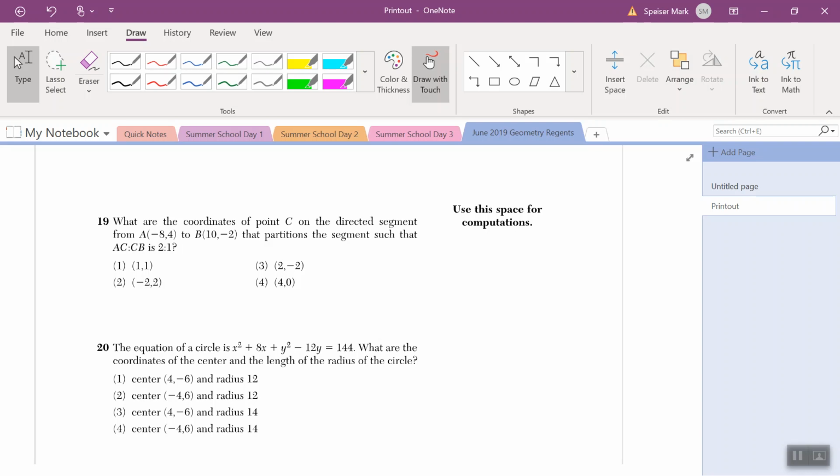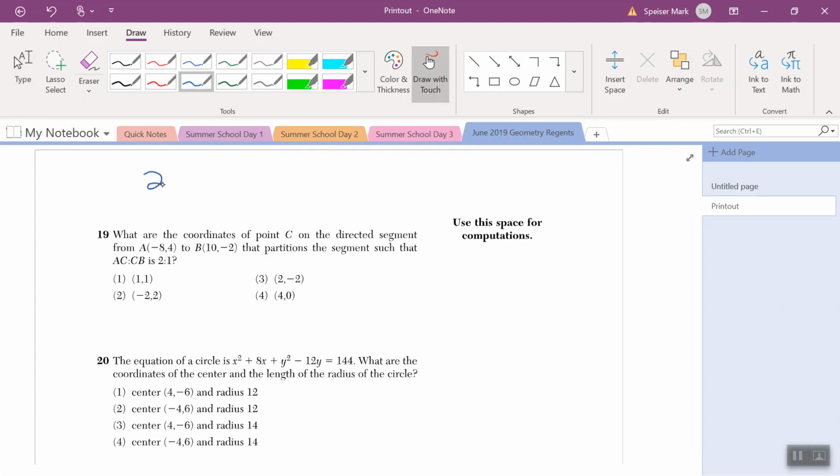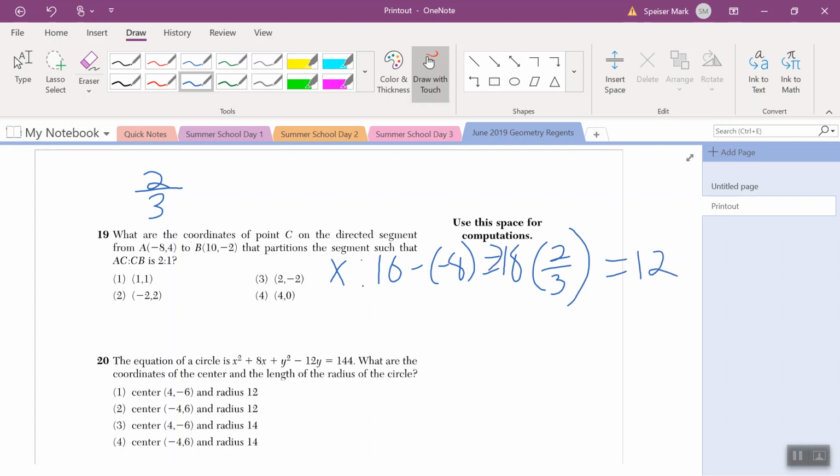So our ratio is 2 to 1. It's 2 to 3. It's always the top number over the sum of both numbers. Then you do the x distance, which is 10 minus negative 8, a total of 18, times 2/3, which equals 12. And that's not an equal sign, it's an arrow. Then you take that 12 and add it to our starting value, negative 8. Get 4, which means our x value is 4.